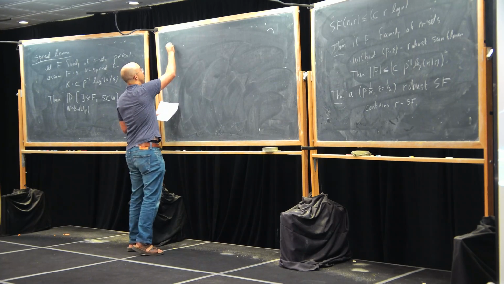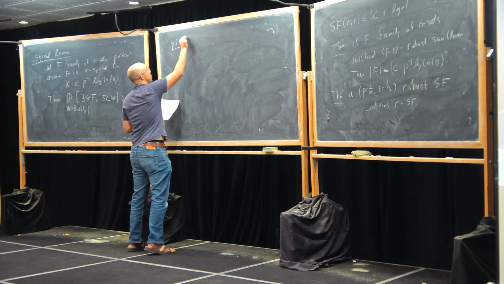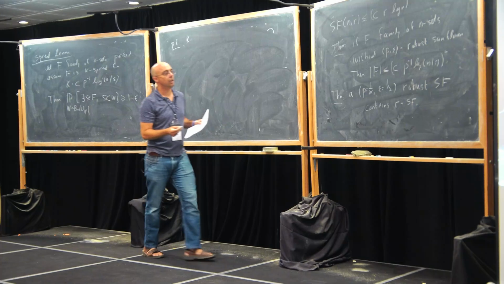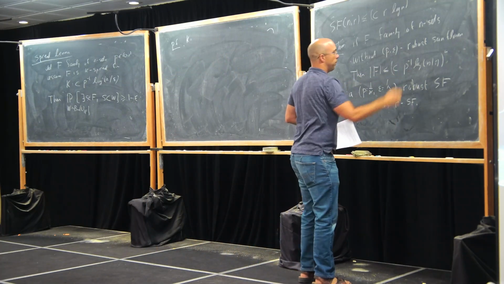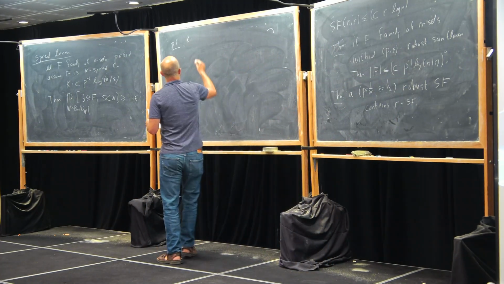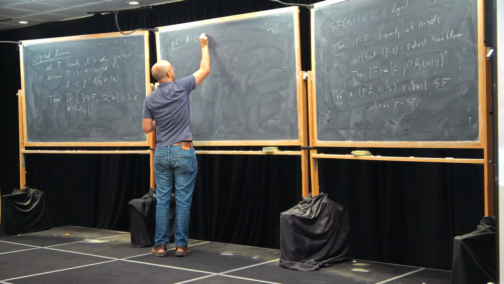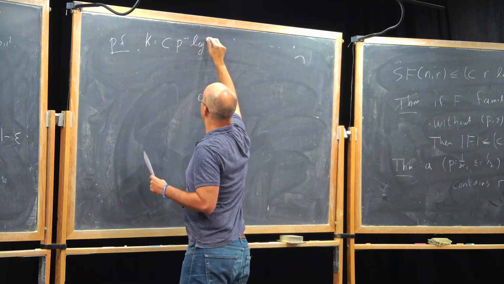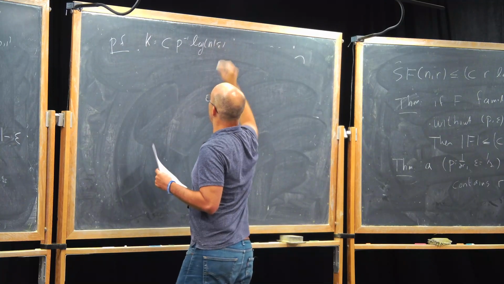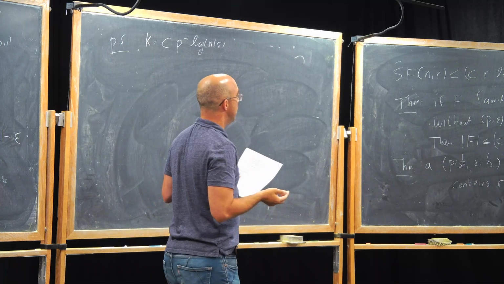Okay, so let's prove the theorem. Let me use k, our spreadness parameter, to be exactly this constant times p inverse log of n over epsilon. And there are going to be two cases.